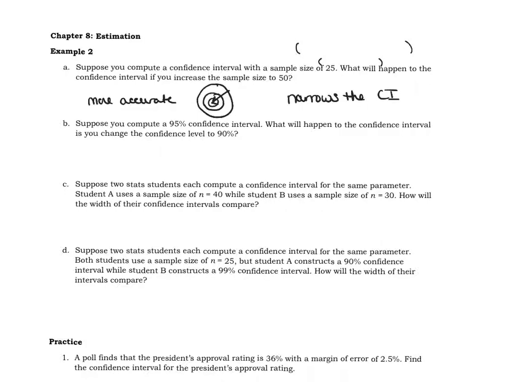All right, you compute a 95% confidence interval. What happens to the interval if you change the confidence level to 90%? Okay, so again, think about your target. If you were 95% sure you could hit that target, you might only be 90% sure you can hit that target. Again, we're getting more accurate, and so we're going to narrow the confidence interval.